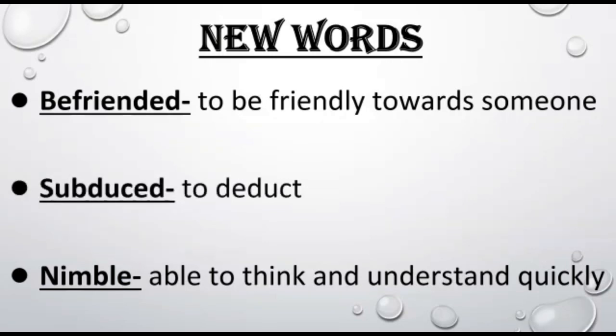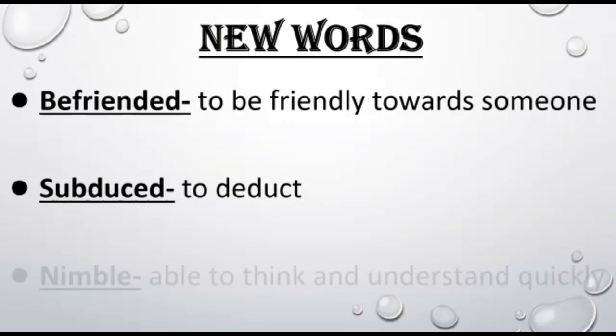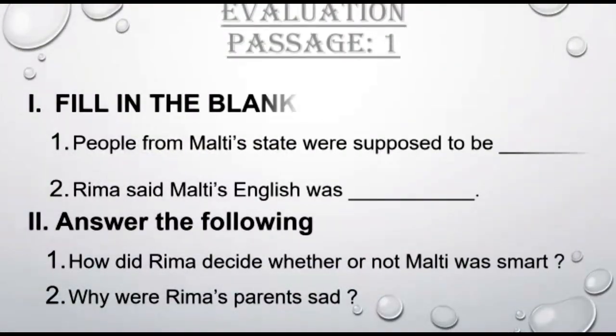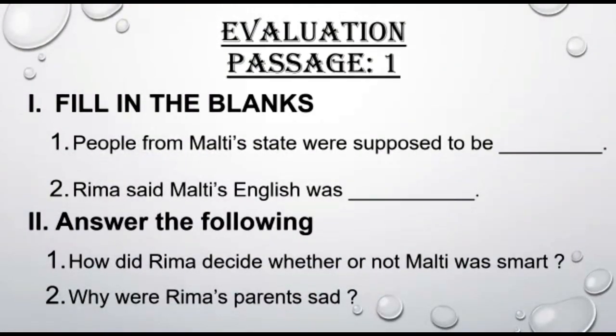Subdued. To deduct. Nimble: able to think and understand quickly. Evaluation. Question number 1. Fill in the blanks. People from Malti's state were supposed to be dash. So this answer you can see in your textbook on page number 3.